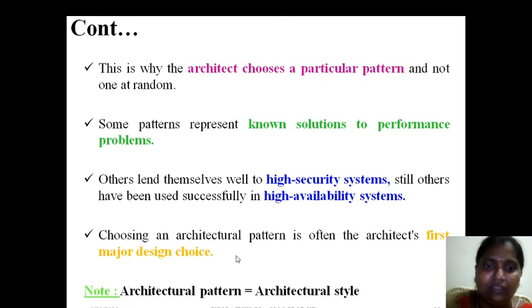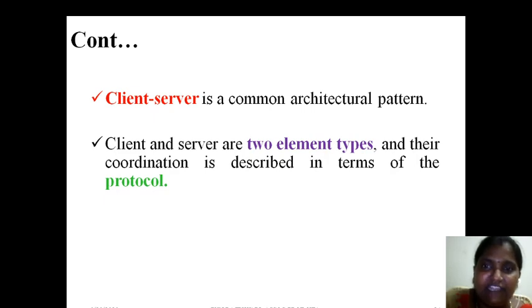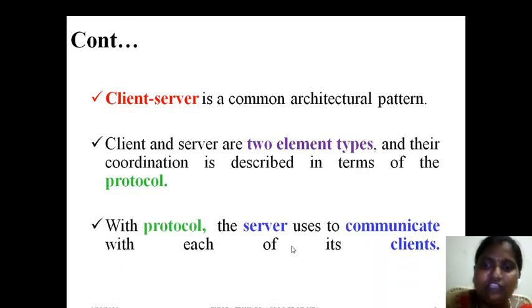Now, the author is saying that the architectural pattern is equal to the architecture style, or you can say the style. If you are framing a style, how your model should be is finalized. Then by going inside, you can define the function of this. So client-server is a common architectural pattern which contains two elements, client and server, which work based upon the protocol. Based upon the protocol only, they work with each other. With the protocol, the server communicates with each of these clients.